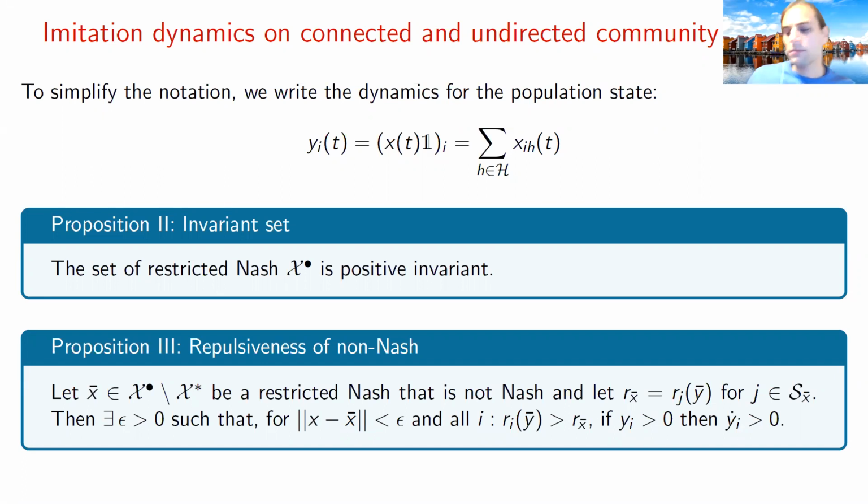So in plain words, it's saying something like that if locally these restricted Nash that are not Nash are kind of repulsive, if coming from a direction of an I that is not played in this Nash but is providing a larger reward. And this will be used to prove convergence. However, these results, again, are only local results. So far it seems not enough to prove a global convergence result to the set of Nash.